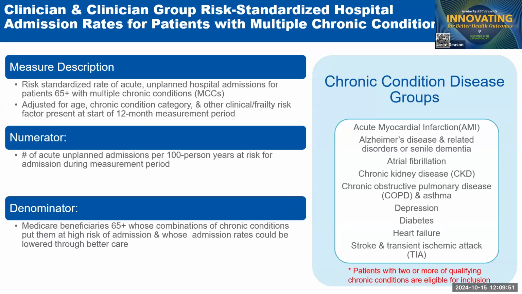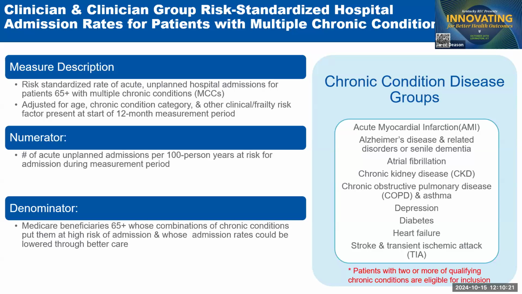Our next measure is unplanned hospital admission rates for patients with multiple chronic conditions. This measure evaluates unplanned hospital admission rates for Medicare patients with at least 2 chronic conditions listed in that box on the right here. CMS aims to highlight variations among MIPS clinicians and groups in admission rates with multiple chronic condition patients to incentivize better coordinated chronic disease management.